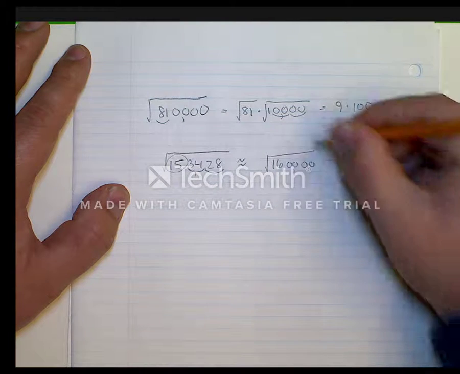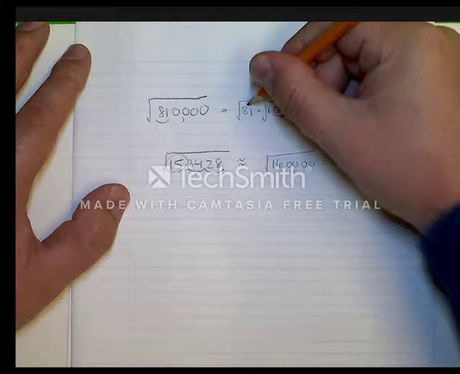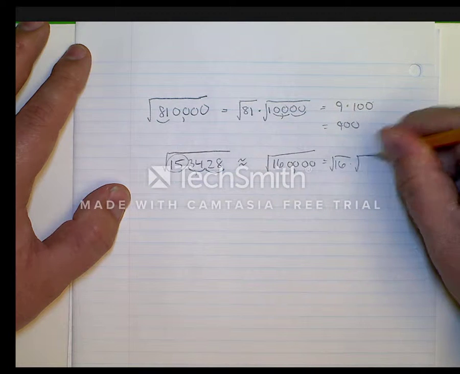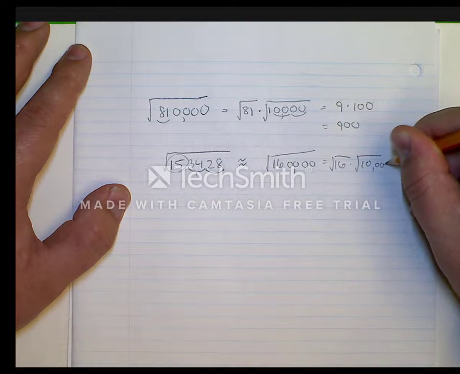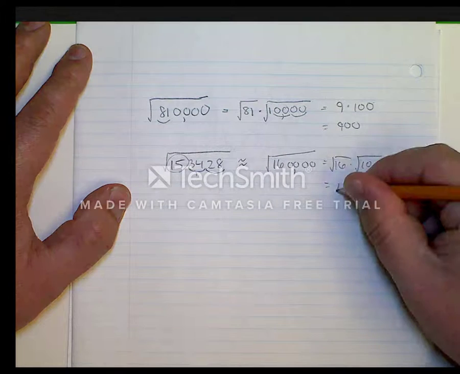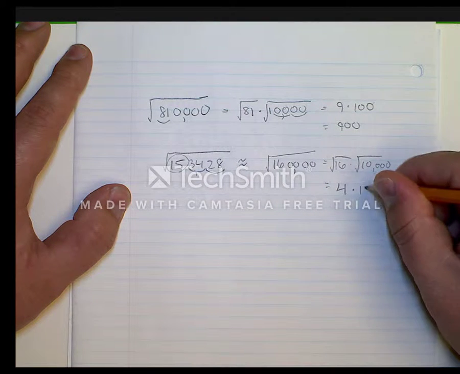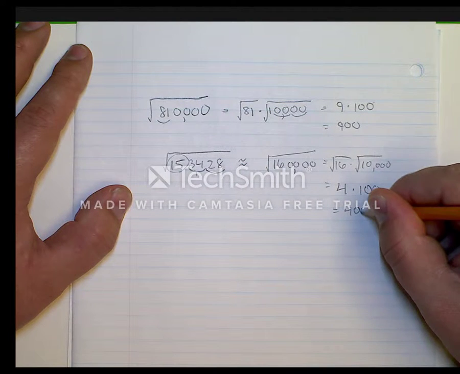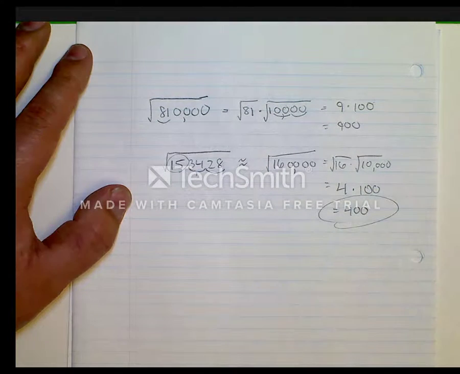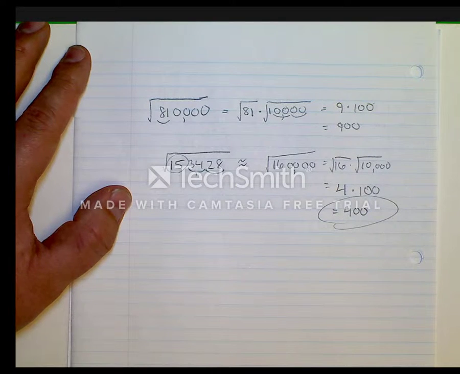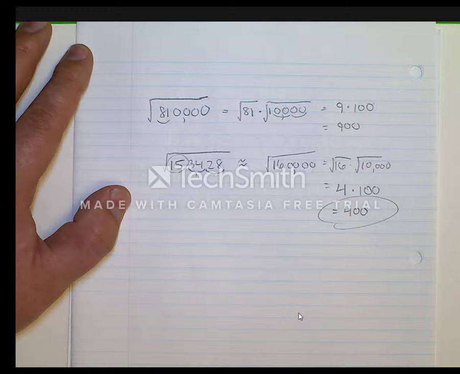When we do so, we can use the same strategy as above. We can split out the 16, we can split out the 10,000, and we can take the square roots both individually. The square root of 16 being 4, the square root of 10,000 being 100. We get an answer of 4 times 100, or 400. That is our approximate answer to the square root of 153,428. Now let's look and see what it actually is.